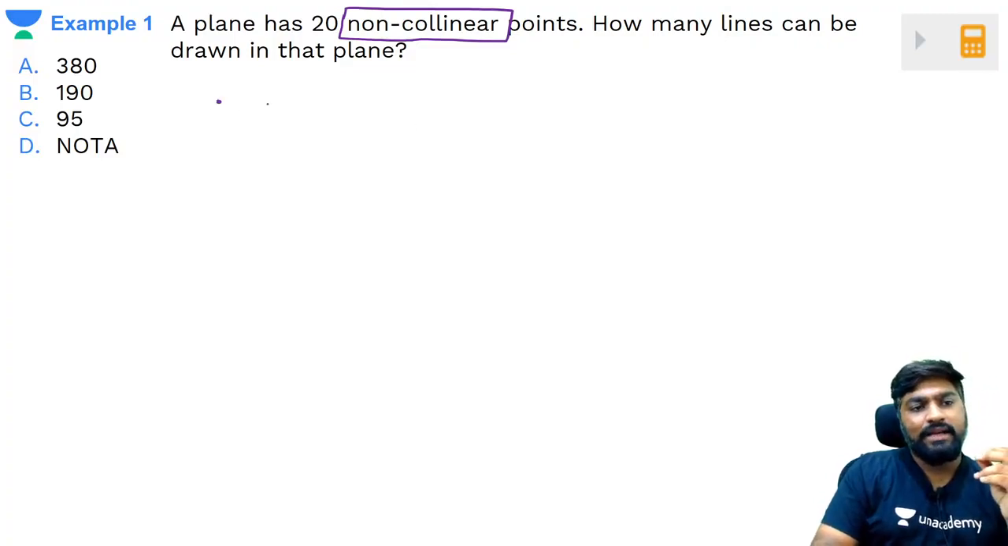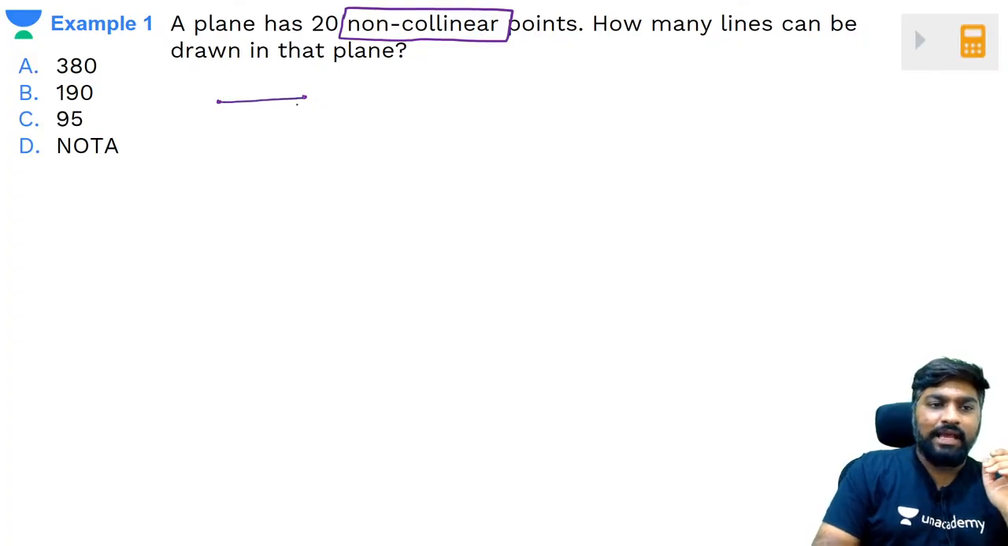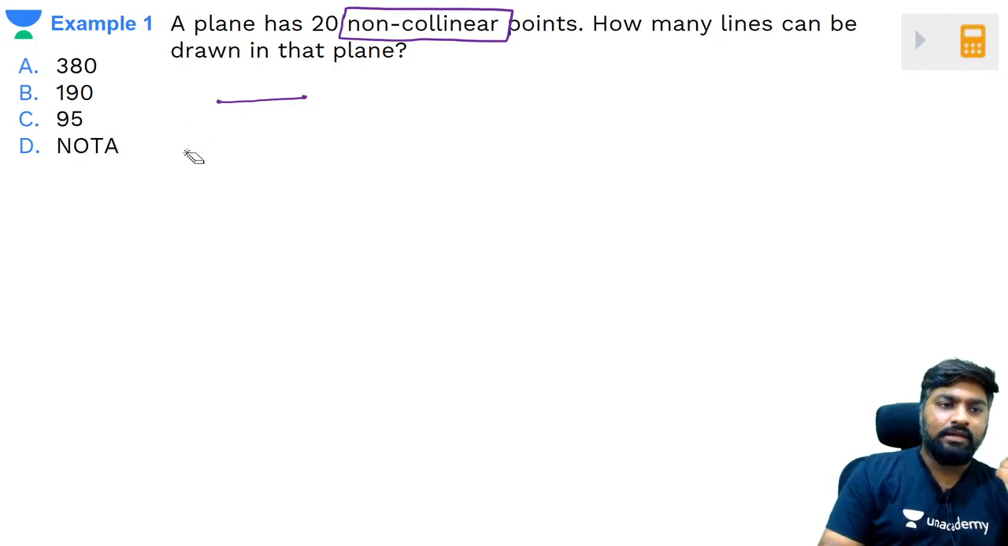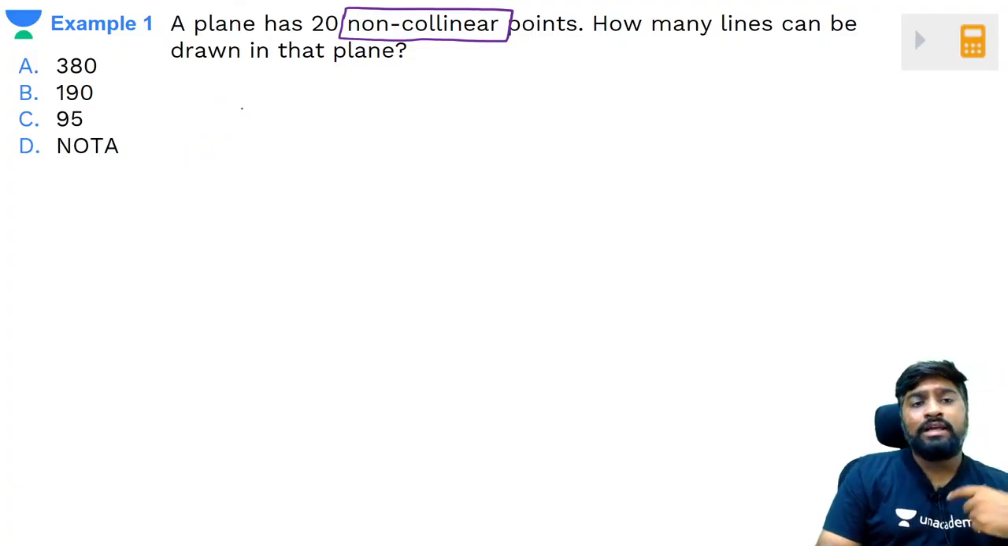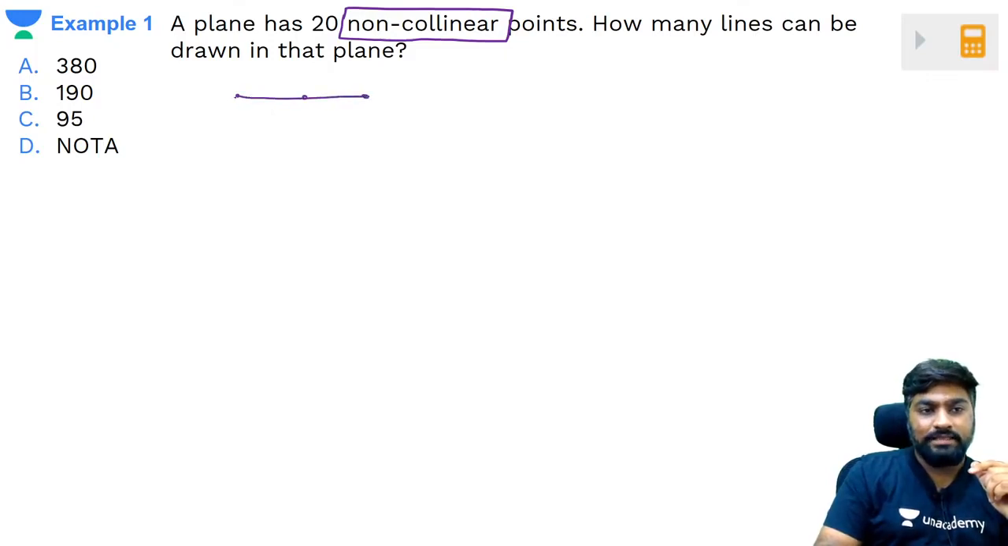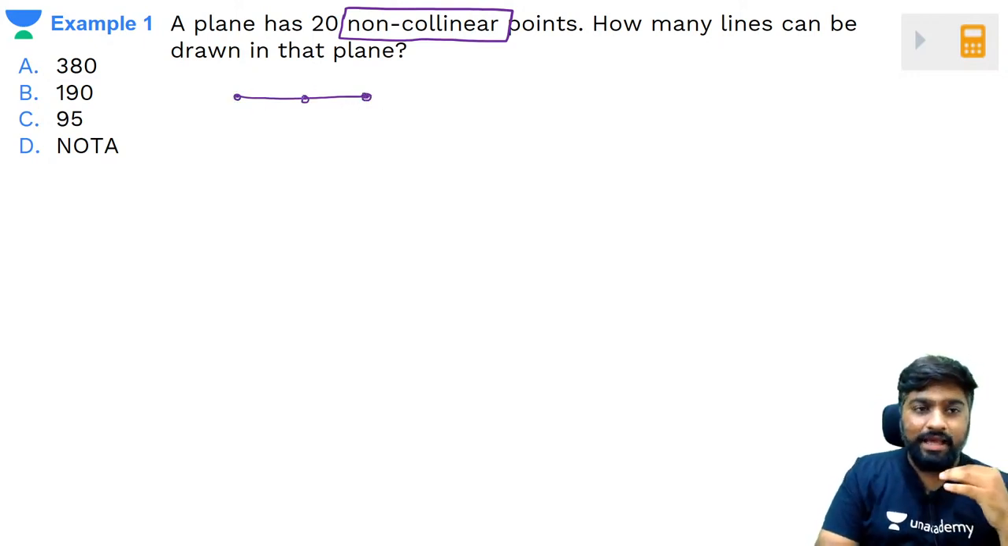We know that if I take any 2 points, I can definitely make them lie on a straight line. 2 points can be made to lie on a straight line, correct? Whether it's in this direction or in this direction, any direction. But if there are more than 2 points that are non-collinear, it basically means that they cannot be. So this example would be of a collinear set. Why are these points collinear? Because I can make all the 3 points lie on the same line.